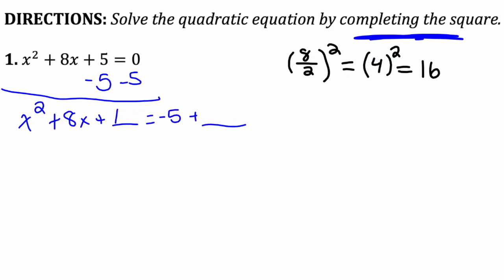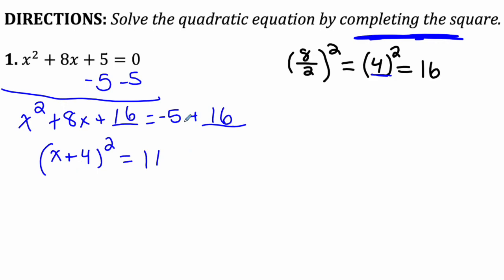So first of all, we need to add 16 to both sides here. 16, 16. All right, so that allows us to factor this left-hand side. And we're going to do x, and then squared. And then what goes in this little space right here is what we got right here. So that's a +4. So we're going to do plus 4. Right-hand side, -5 plus 16 is just 11.